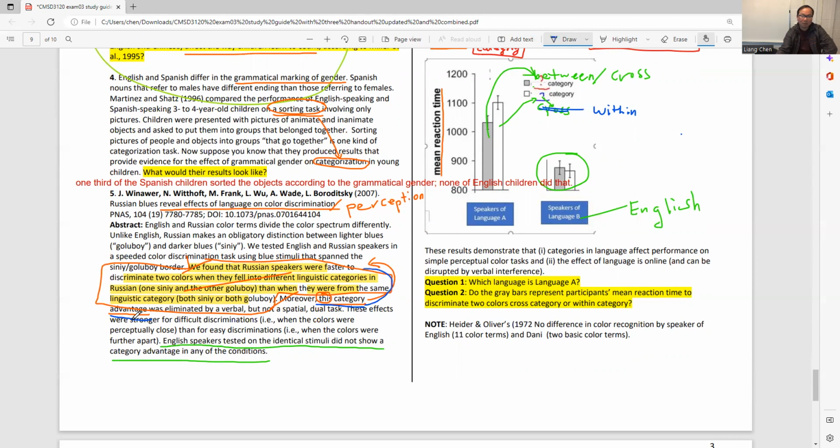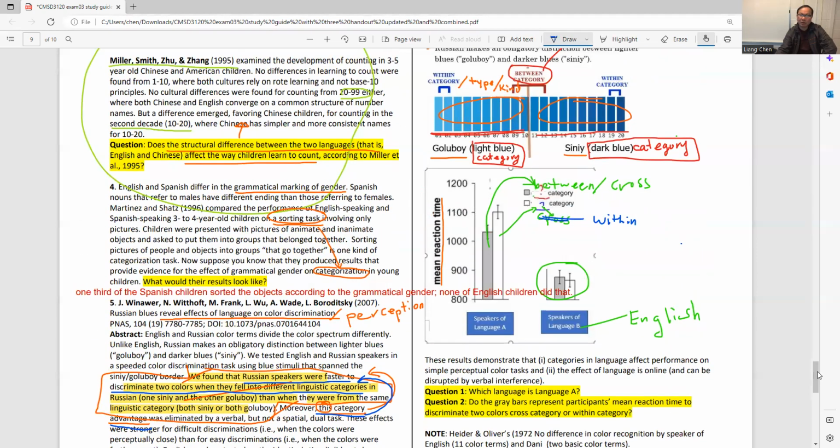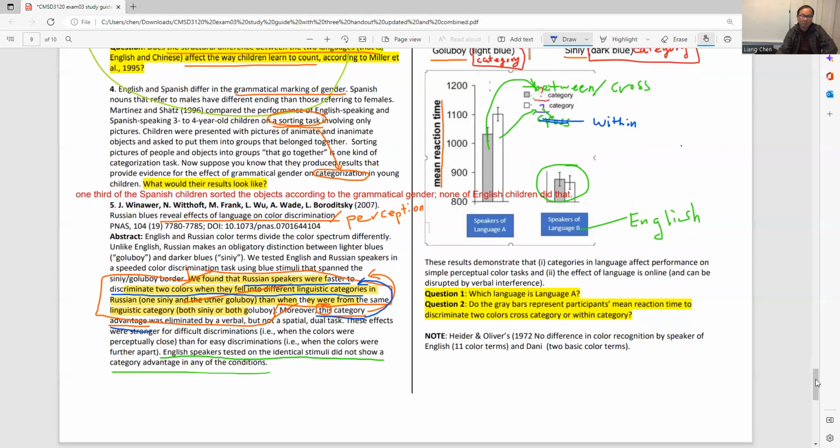And it's found in the previous sentence. Russian speakers were faster to discriminate two cards when they fell into different linguistic categories. Look at it here: fall into different linguistic categories. That's between category, right? Then when they were from the same category, that's within category.